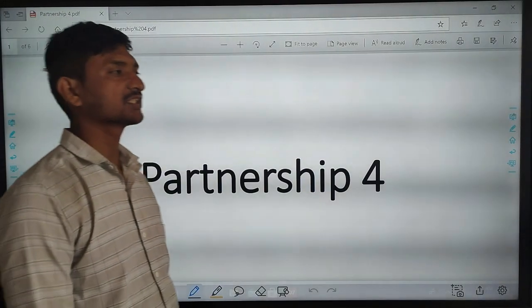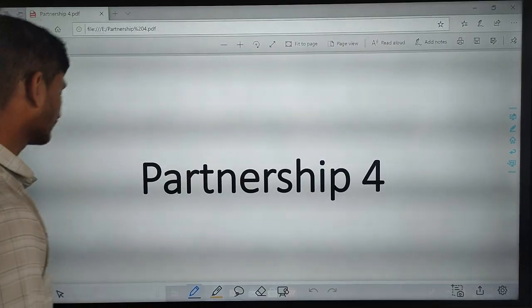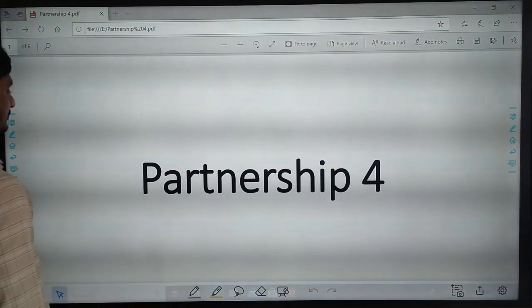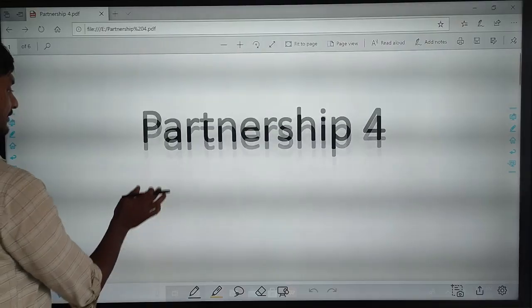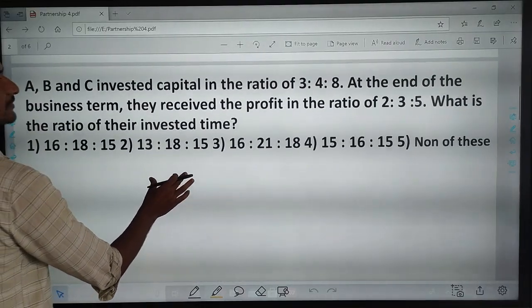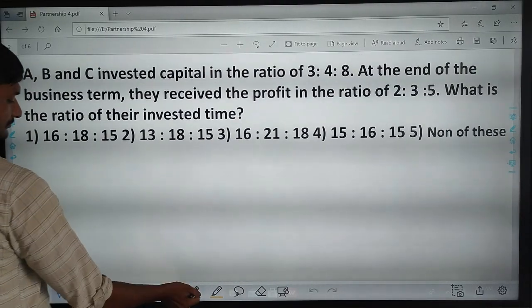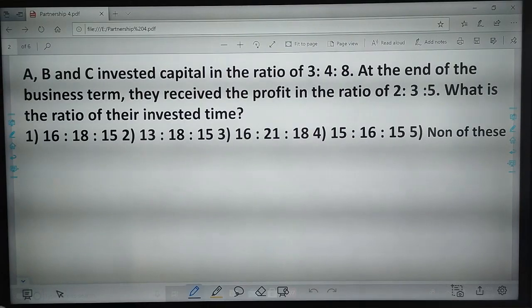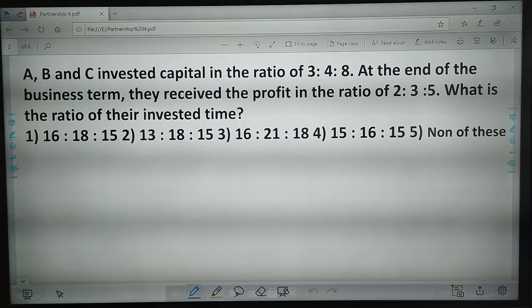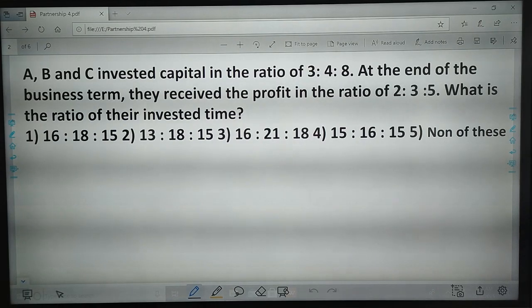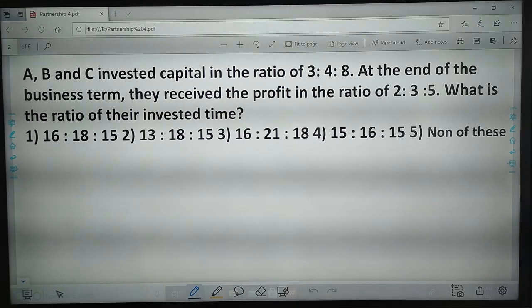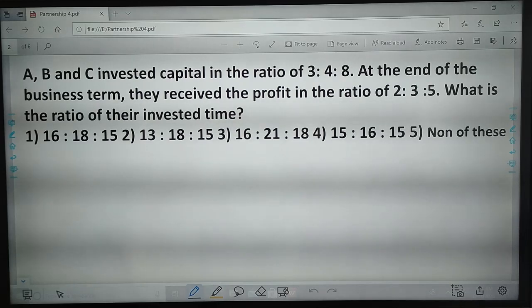Today we discuss a topic, partnership. Now we see the examples here. A, B, C invest capital in the ratio 3:4:8. At the end of the business term, they receive the profit in the ratio 2:3:5. What is the ratio of their invested time?